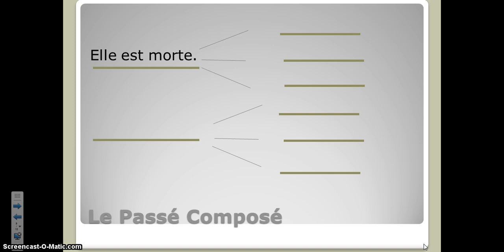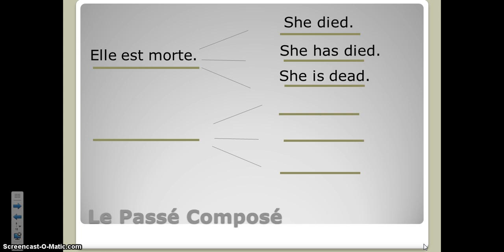Elle est morte. This is one that's kind of an interesting example because when we go to translate it, we can say she died or we can say she has died. But we could also translate this to she is dead. Now when we do that, we're not translating word for word. You just wouldn't say in English she dead, like we could with some of the other examples.